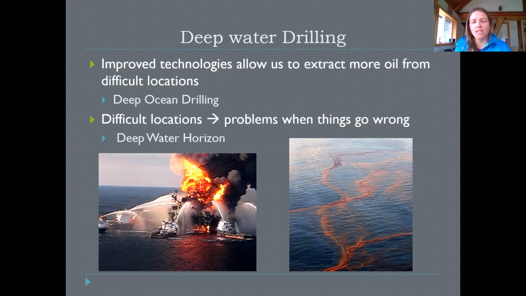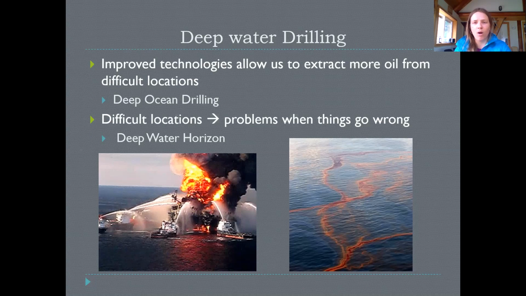So one example of this would be the move to more deep ocean drilling. And so a lot of this happens in places like the Gulf of Mexico or in places like the Middle East. And you may remember, this is probably 10 years ago now, but there was this big Deepwater Horizon catastrophe that happened off the Gulf Coast in the United States.